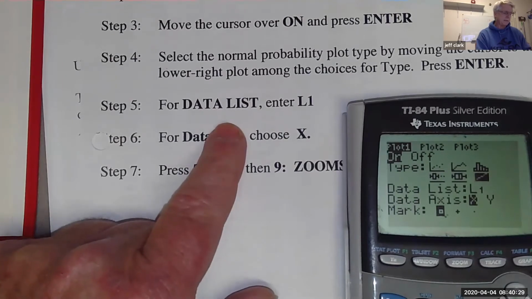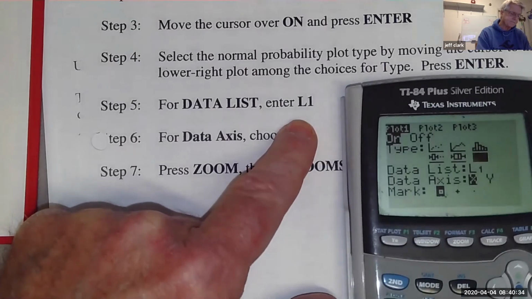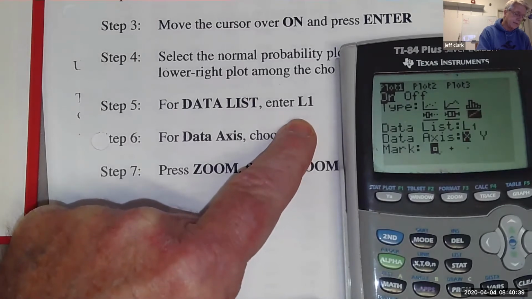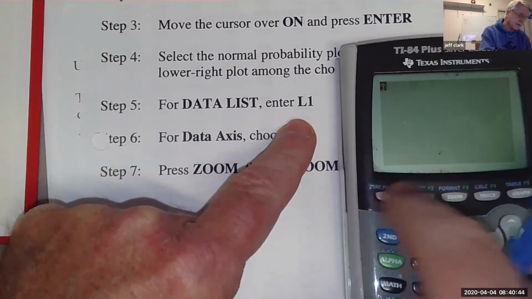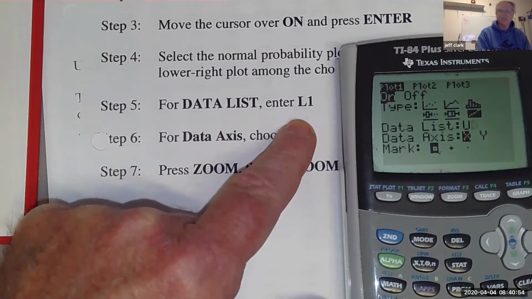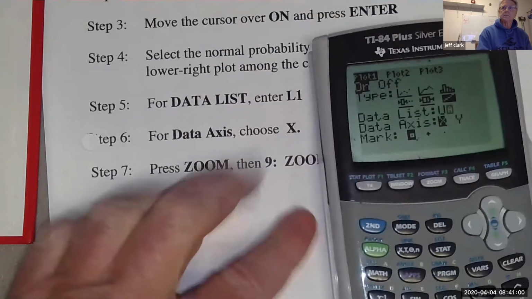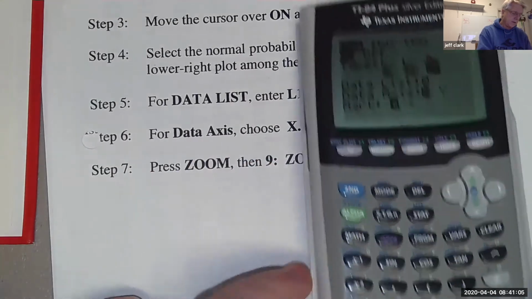Okay, data list. I'm going to make sure it's L1. Mine is L1. What if it wasn't? I'll show you how to do that. What if it was some weird thing like that, or anything other than L1? What you could do is hit clear. Okay, gone. And look for list 1.